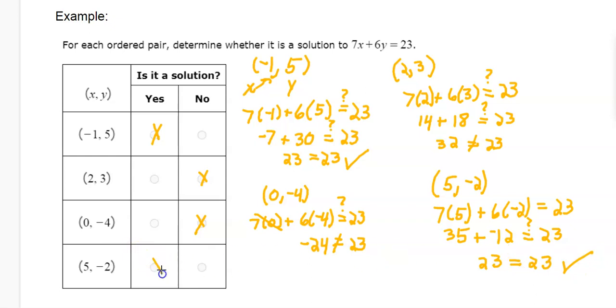That is a solution. So simply by taking the x and y value for each ordered pair they give you, plugging it back into the equation they give you, go ahead, evaluate it, make sure that it makes a true statement. If it does, it is a solution. If it does not make a true statement, it is not a solution. Let's take a look at another example.